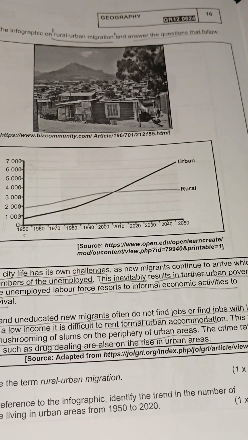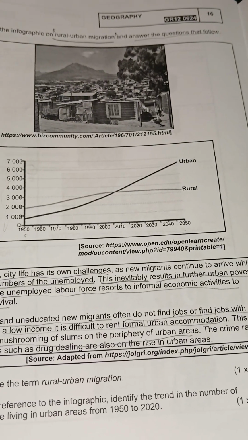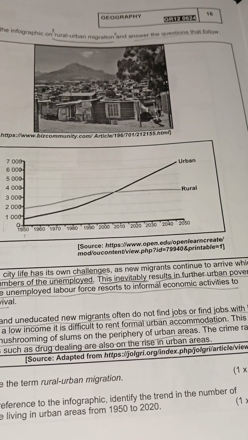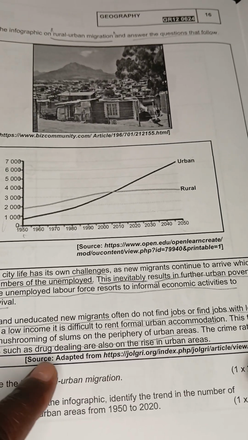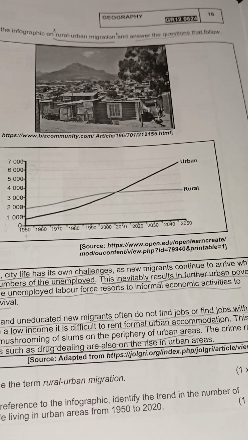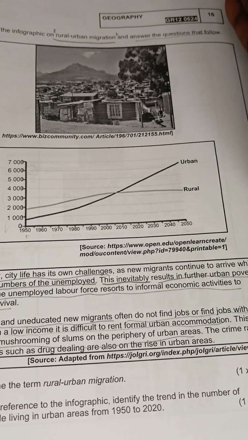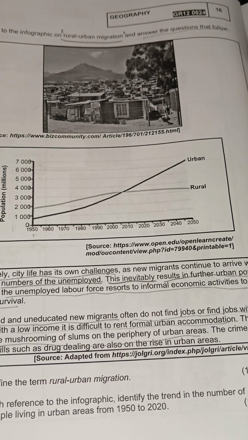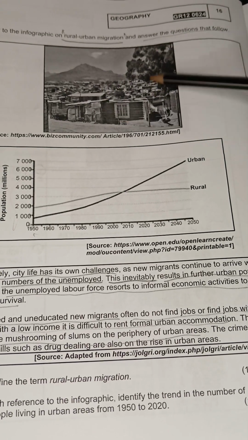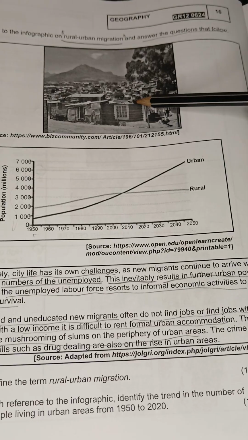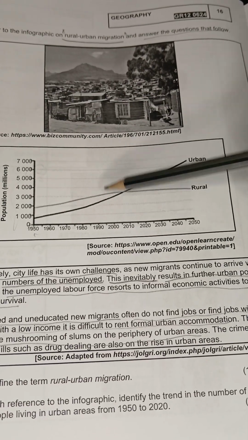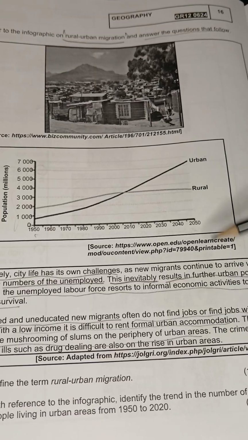Okay, what we are simply saying is that the outskirts of the urban areas are what we are referring to as the periphery. The crime rate and other social evils such as drug dealing are also rising in the urban areas. What is being highlighted from this infographic is that we end up having informal settlements. Number one, there's an analysis of the trend that is taking place as far as rural to urban migration is concerned.